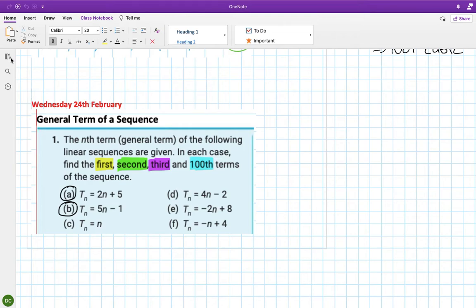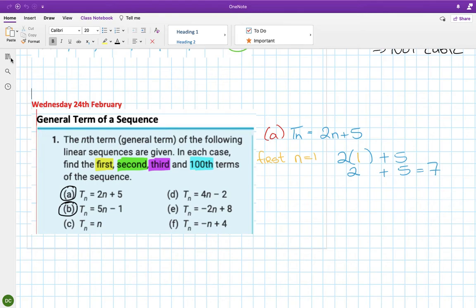Okay, so the first general term, Tn, is 2n plus 5. When we're trying to get the first term, that's when n is 1. So we do 2, and then in place of the n, we're going to put in a 1, and then plus 5. Brackets mean multiply, so 2 multiplied by 1 is 2 plus 5, and 2 plus 5 is 7.